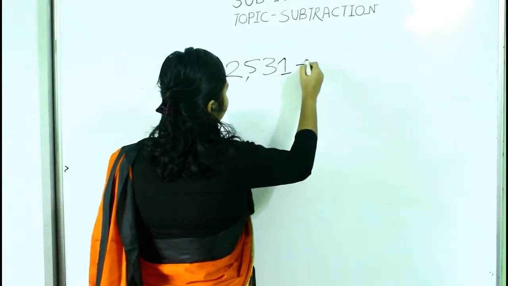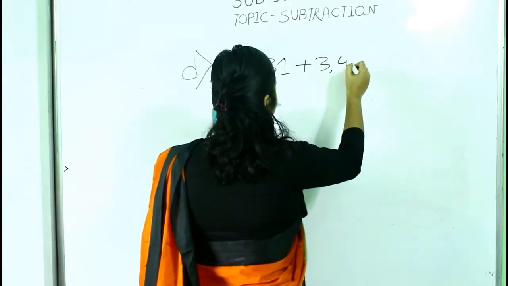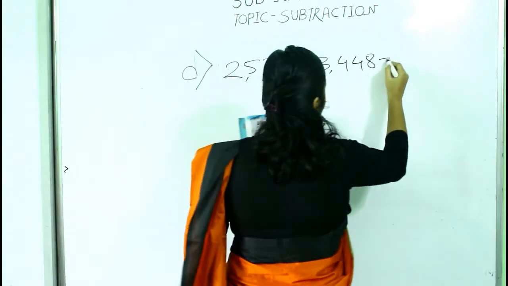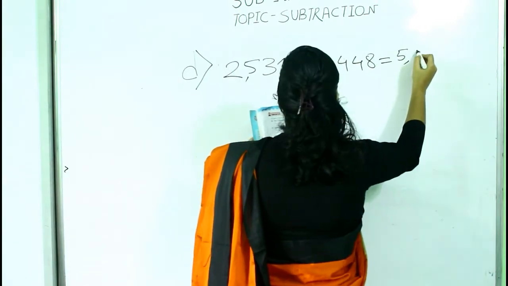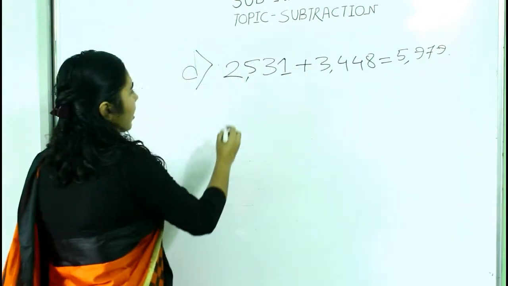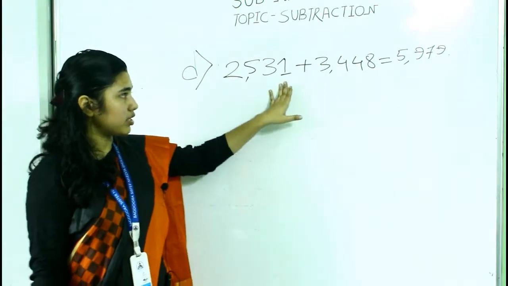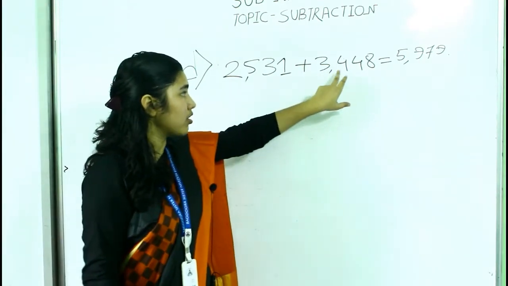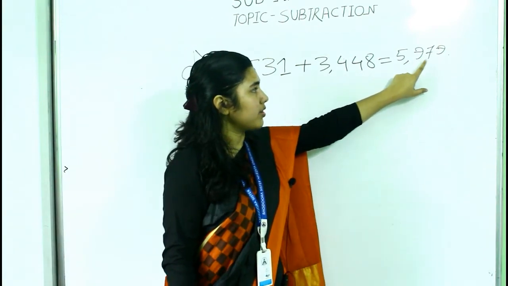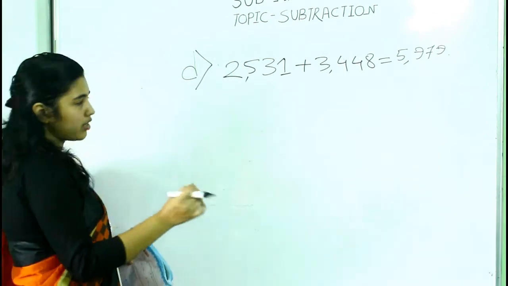2531 plus 3448 is equal to 5979. That means the sum of 2531 and 3448 is 5979. Now we have to write two subtraction facts.